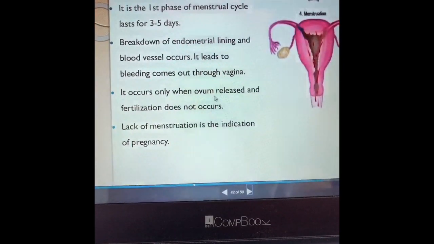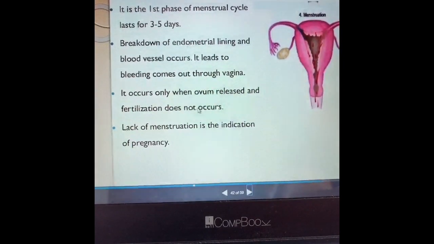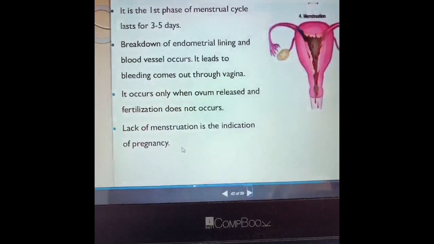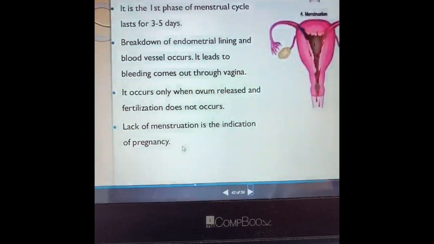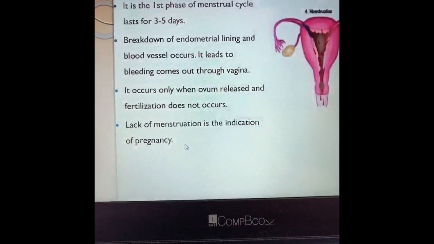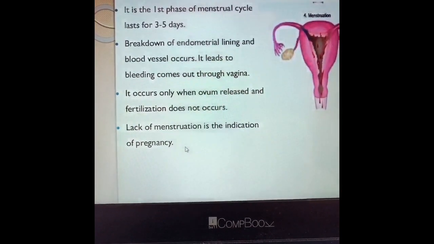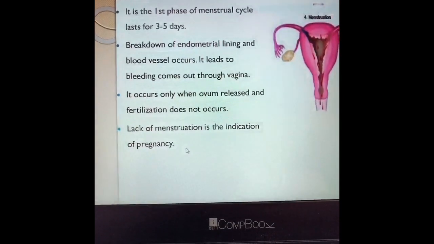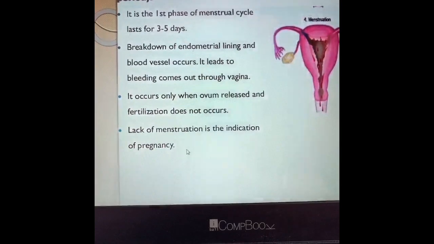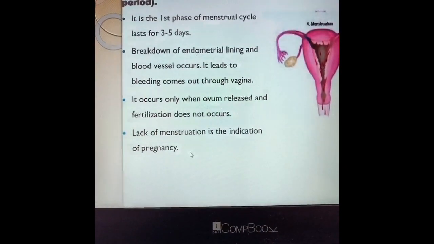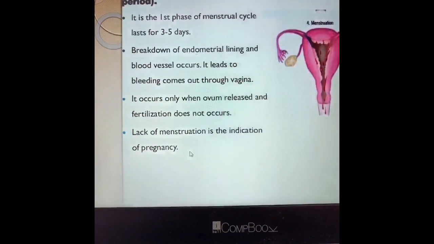It occurs only when the ovum is released and fertilization does not occur. Lack of menstruation is the indication of pregnancy. But then you might wonder, why would it happen to you? At times there are certain imbalances in the body of the various hormones that also cause lack of menstruation. So don't get worried if you have not had your menstrual phase.